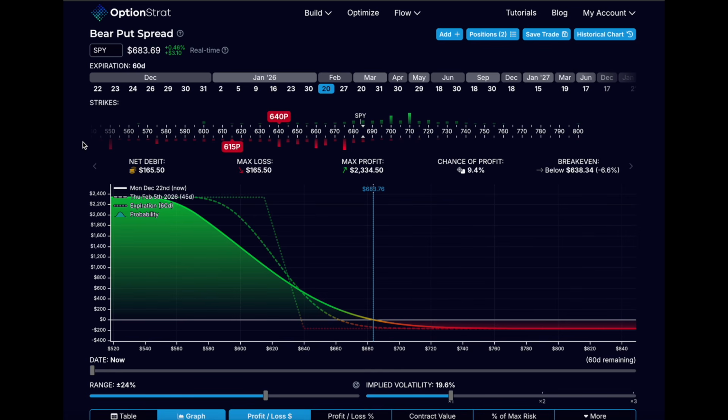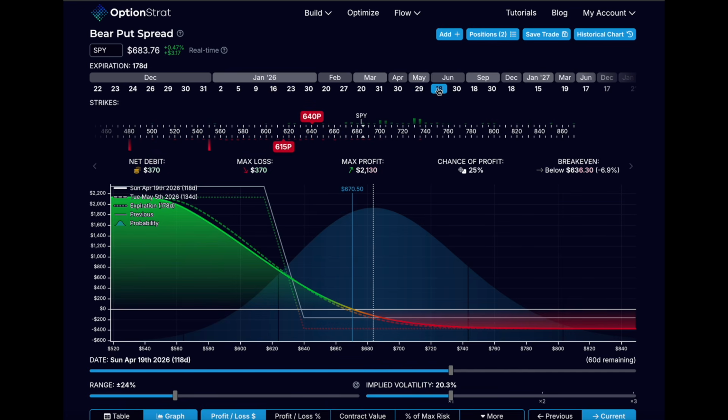So we're currently looking at the 640, 615 strike put debit spread in the February 20th, 2026 options expiration cycle. And we can see that this trade has 60 days remaining in the trade. That's what we just went through. Let's go ahead and move the expiration cycle out to June 18th of 2026. That's 6 months in duration.